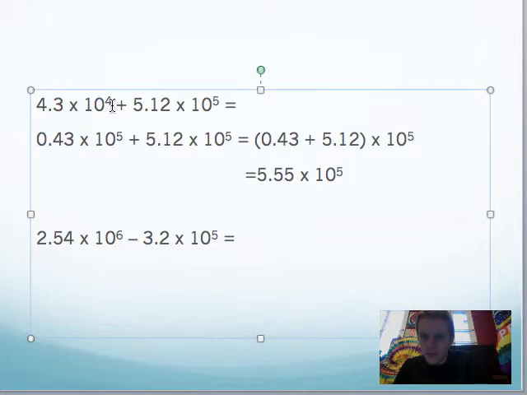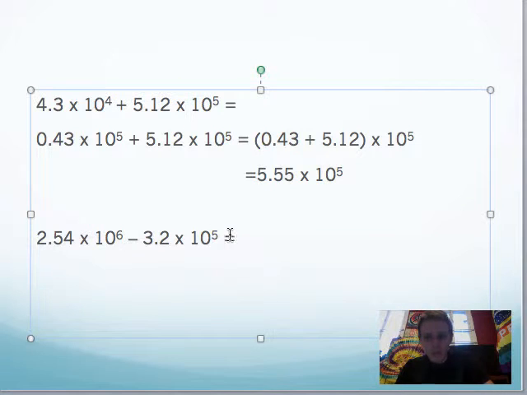There you have it. We increased the exponent, moved this decimal point 1 over to the left. Now we've got like terms. They both got that same power that they're being multiplied by. All we need to do, add those coefficients, and boom, 5.55 times 10 to the fifth power.